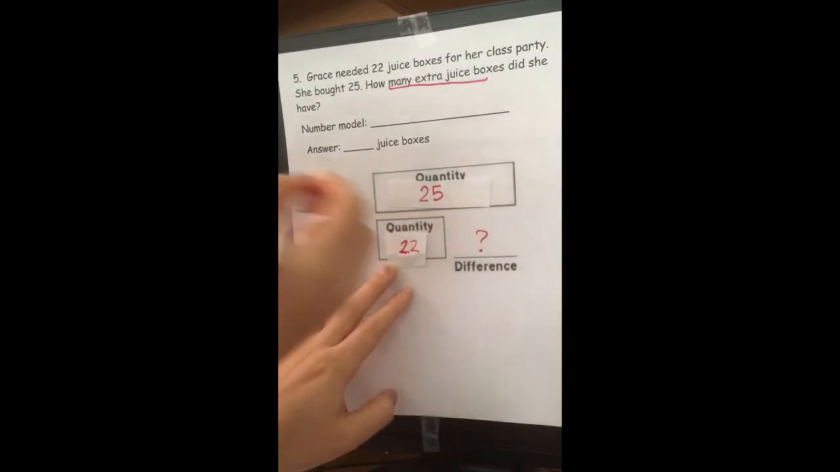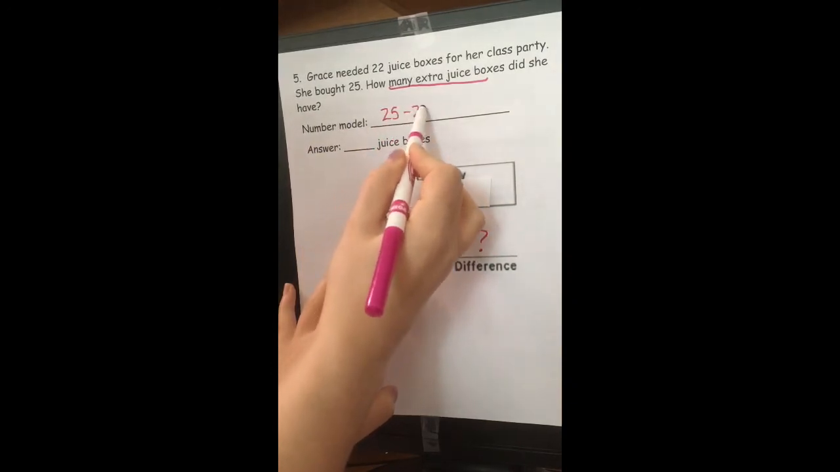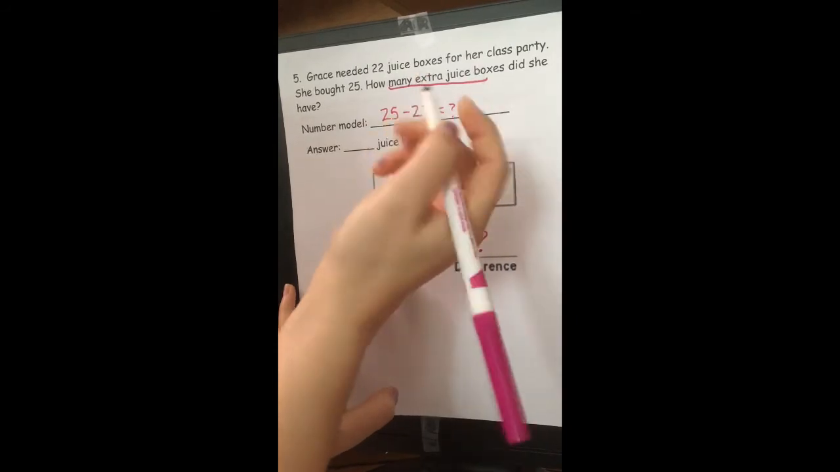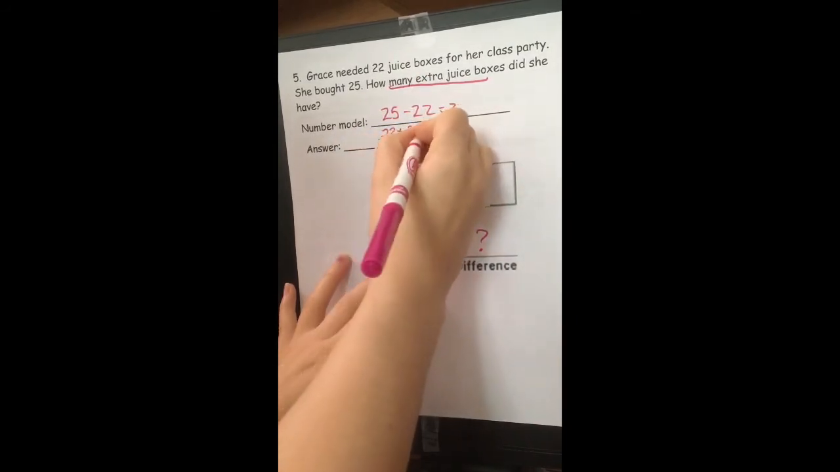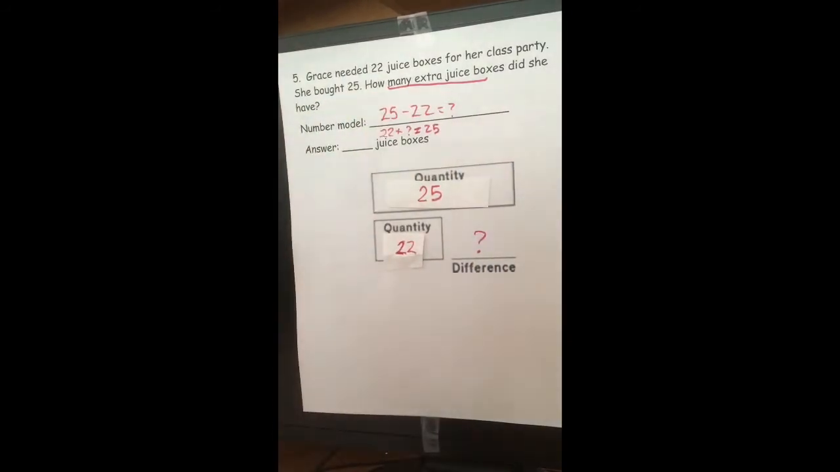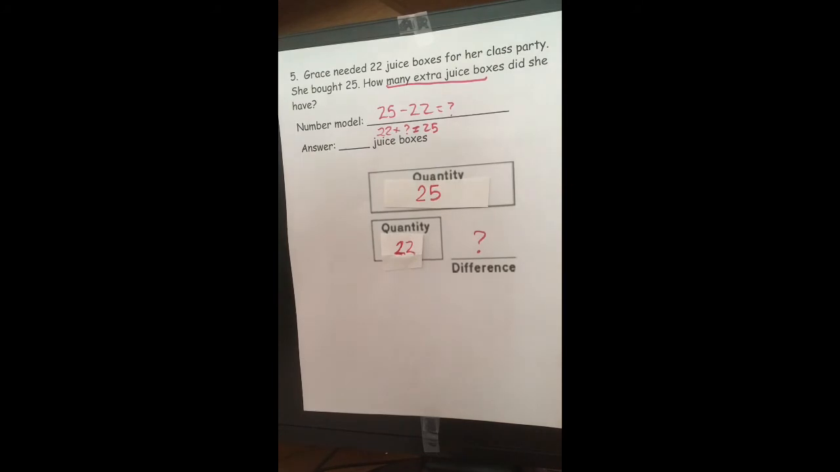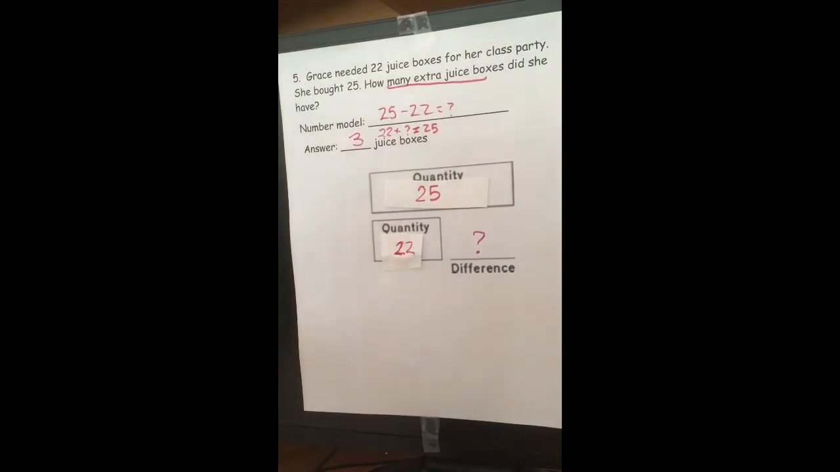So our number model is going to be 25 minus 22 equals question mark. Or we could write 22 plus question mark equals 25. The answer is 3. She had 3 extra juice boxes.